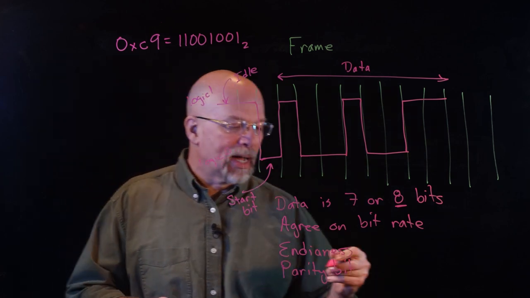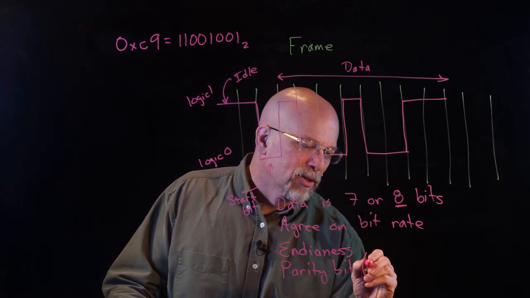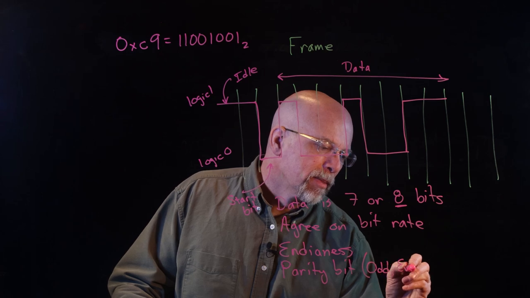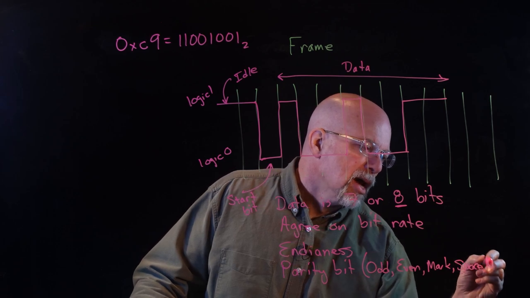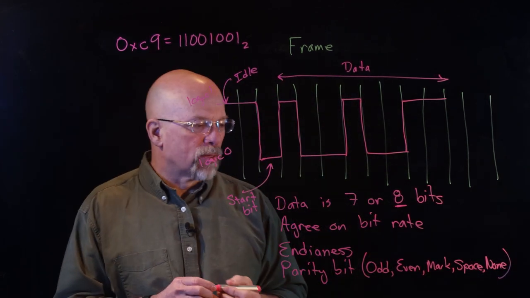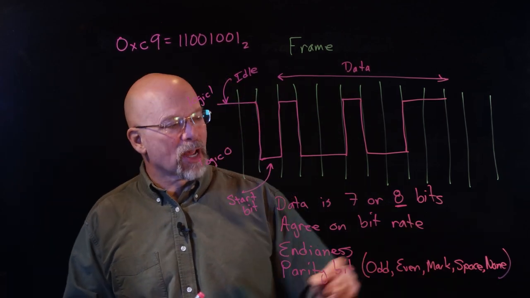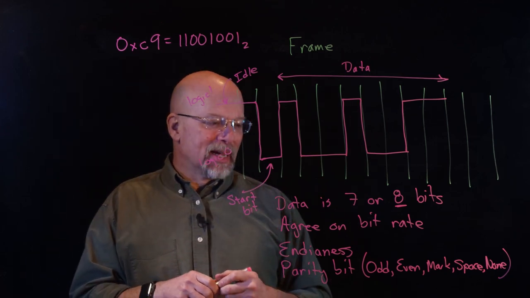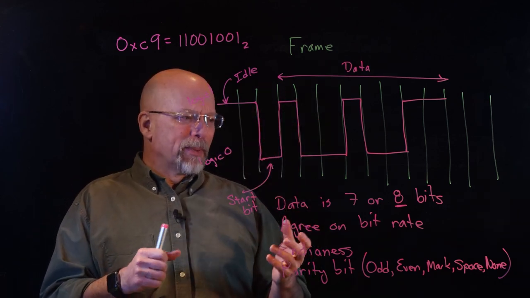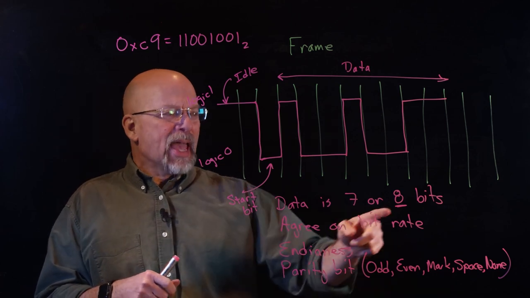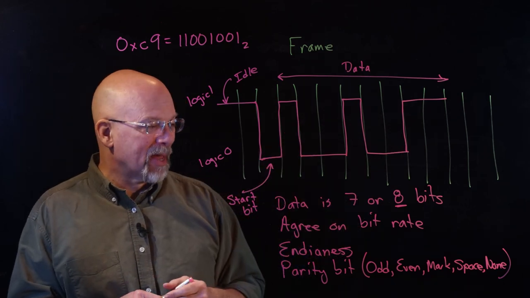We also need to agree on parity. And there are 4 kinds. Actually, there are five settings, but we'll talk about all five of them. There's odd, even, mark, space, and none. All right, so there are all the types of parity we could have. Now, none is probably the most common. In fact, if you've ever seen the definition of an asynchronous communication, you've probably seen something like 8N1. 8 being 8 bits, N meaning no parity, 1 meaning a stop bit. We'll talk about that in a minute.